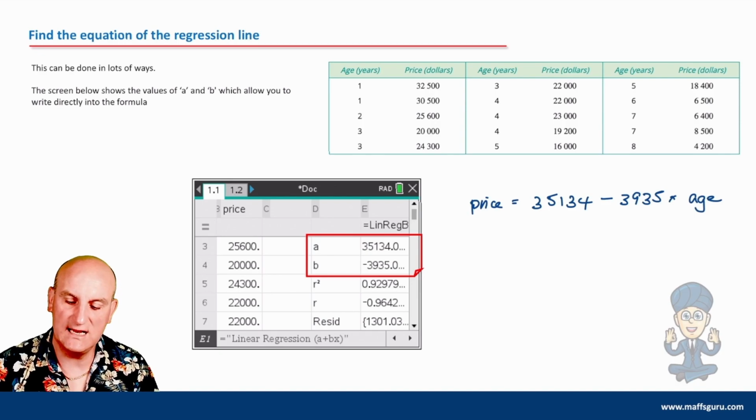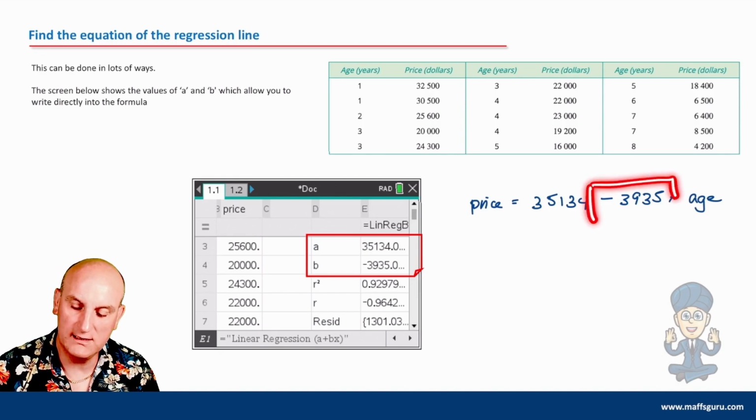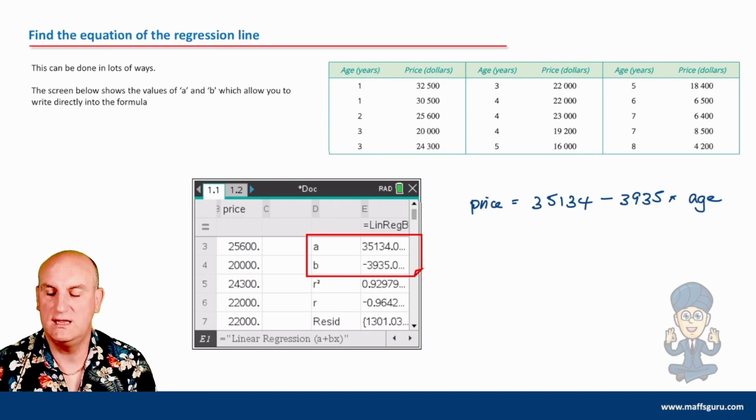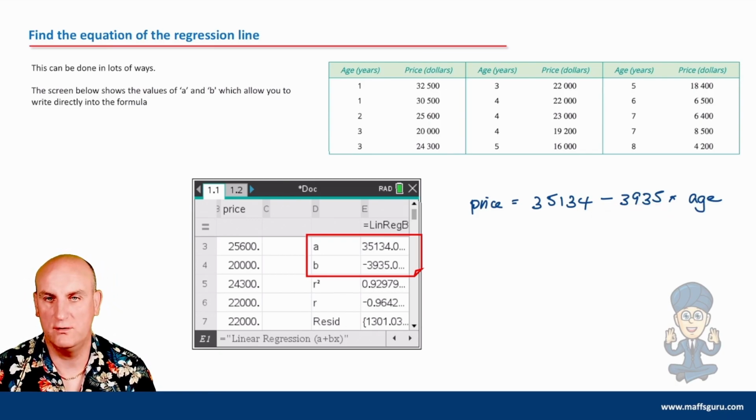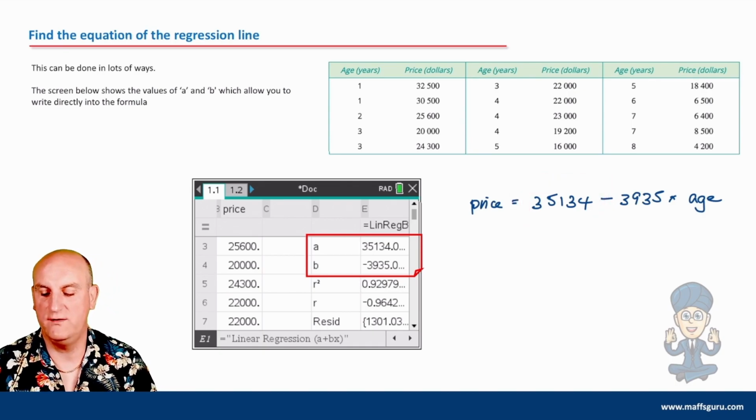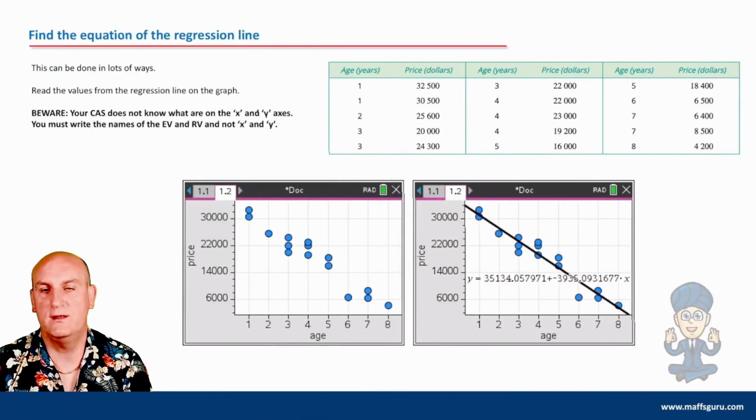So again, understanding what that means, basically here is my gradient. So for every 1 year my age goes up, my car is going to lose $3,935, and on average, when my age of my car was 0, or the age of the cars was 0, they cost on average $35,134, and we've got to interpret those. All right, so again, it's important that we're going to have to interpret those.